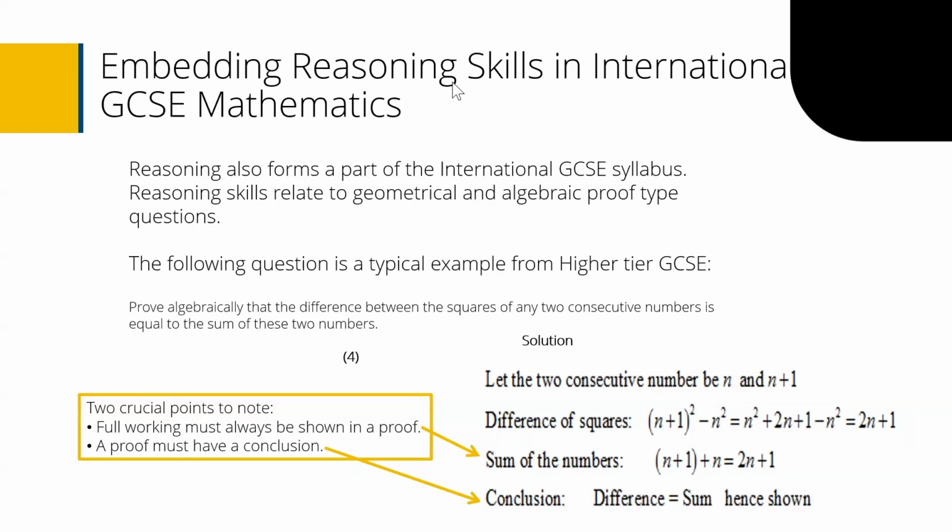If you can see from this slide, reasoning also forms a part of the international GCSE syllabus. Reasoning skills relate to geometrical and algebraic proof type questions. And then we have an example at the bottom here. The crucial points from that are that full working must be shown in this proof, and you must have a conclusion. If you miss that out, then you'll have a problem.